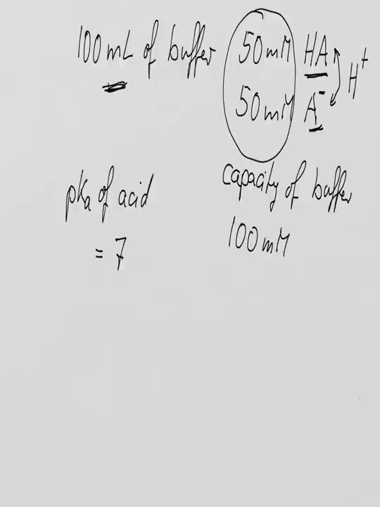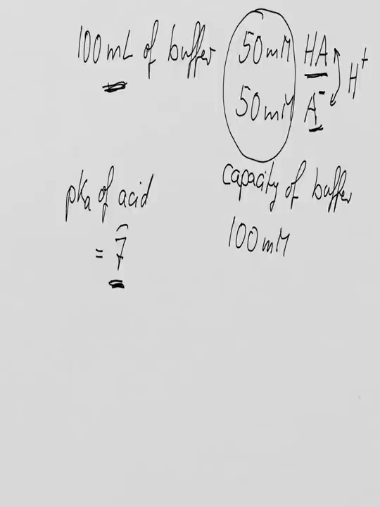With a pKa of 7. Neutral, weak. Okay, pKa of 7, this 7 just simply means that the acid dissociates only a tiny little bit.